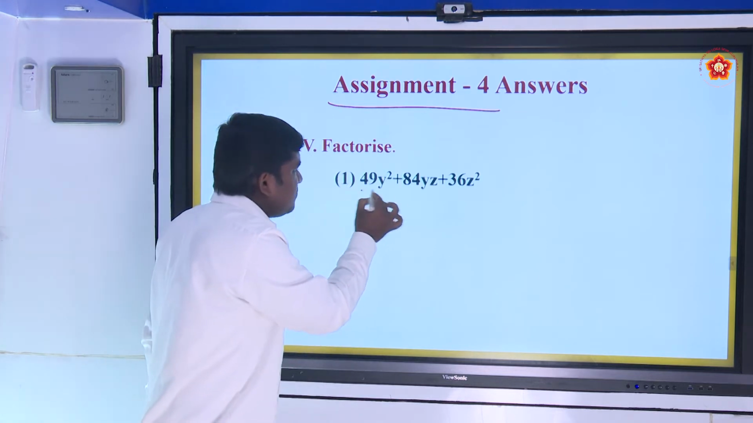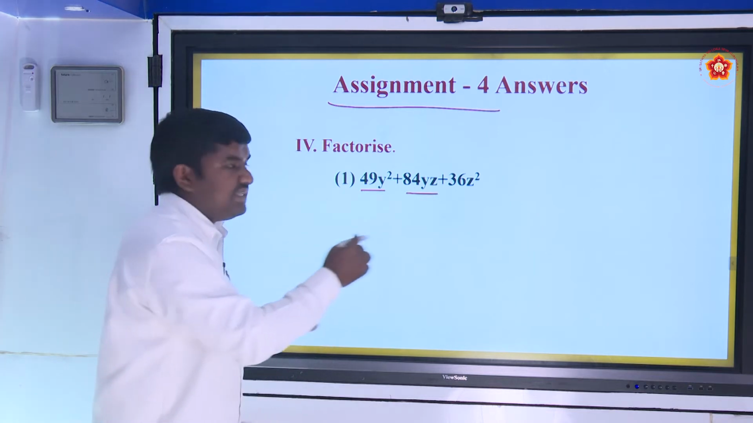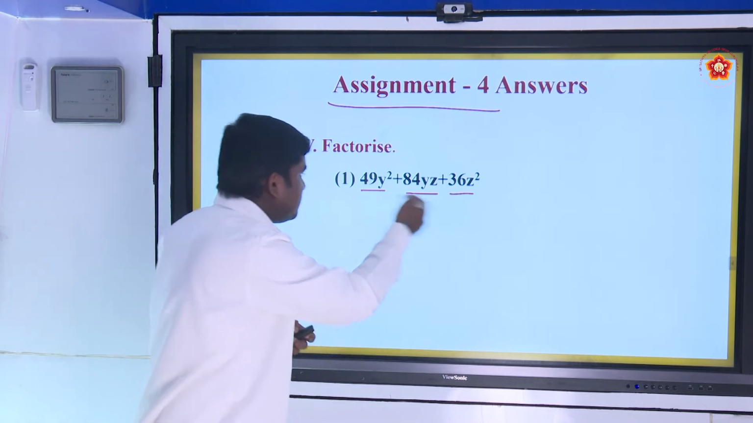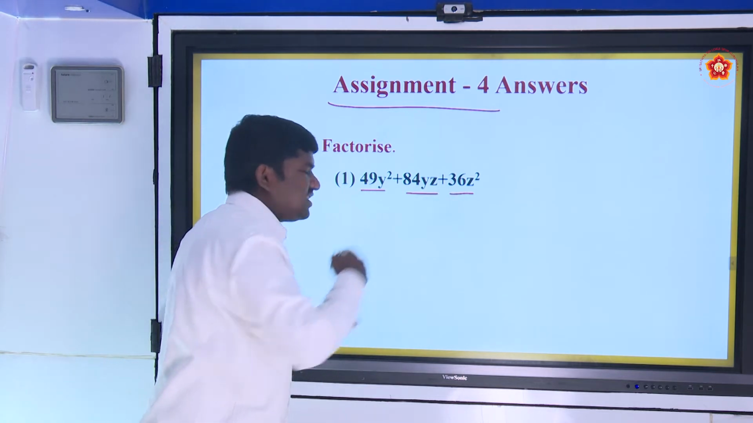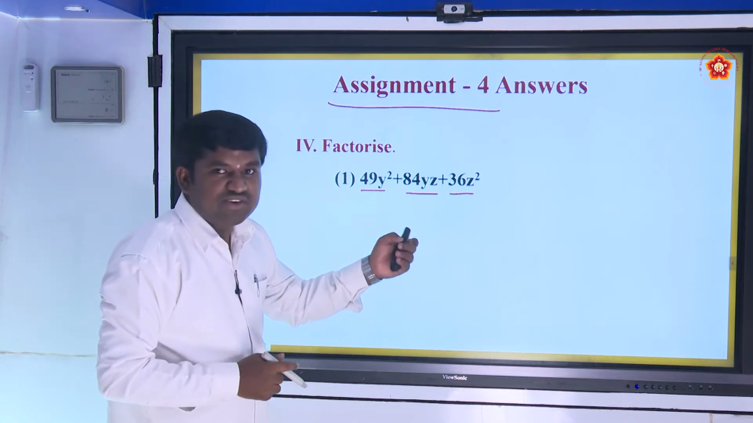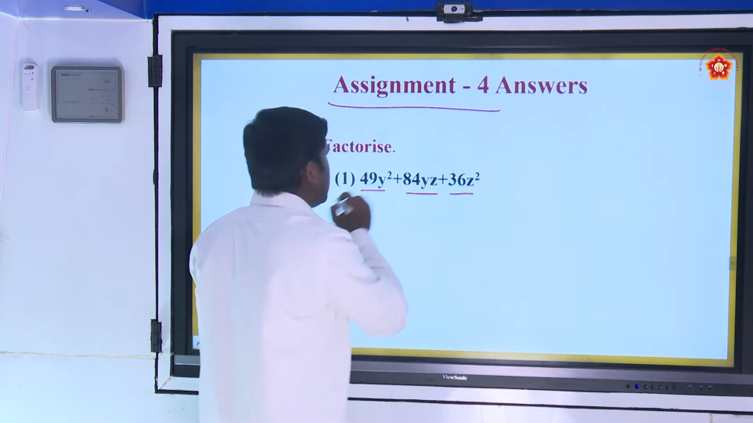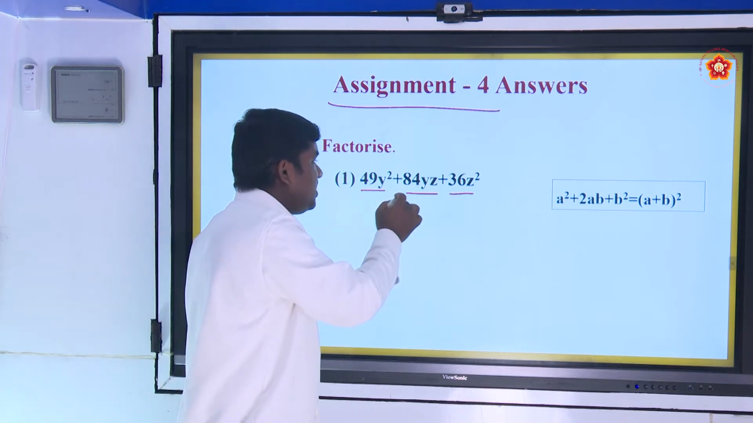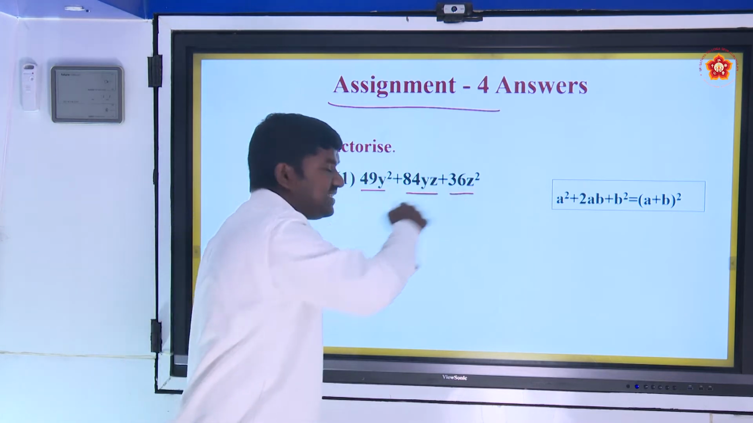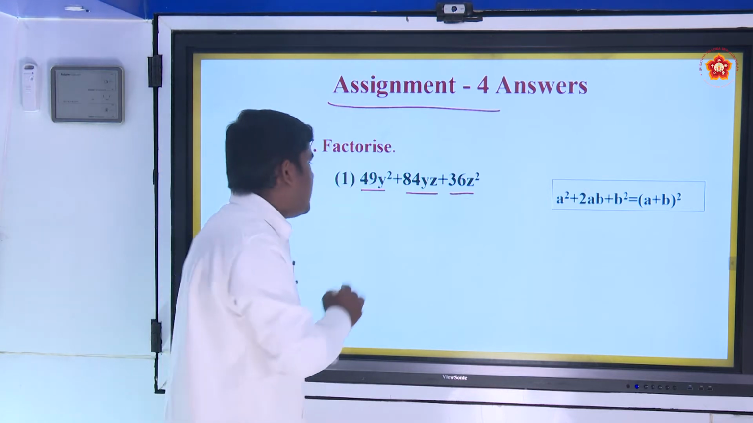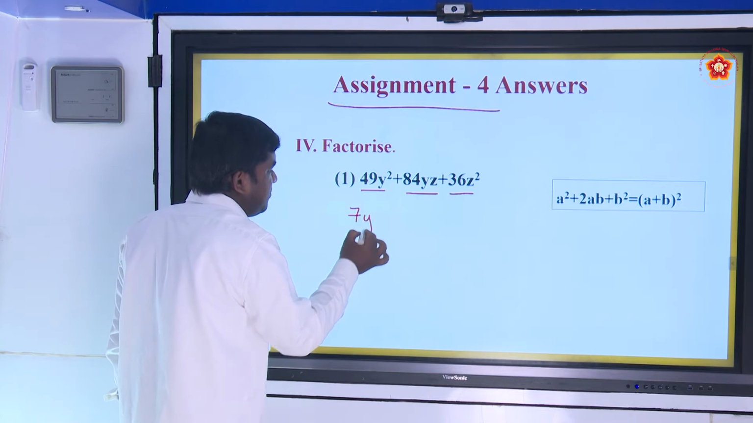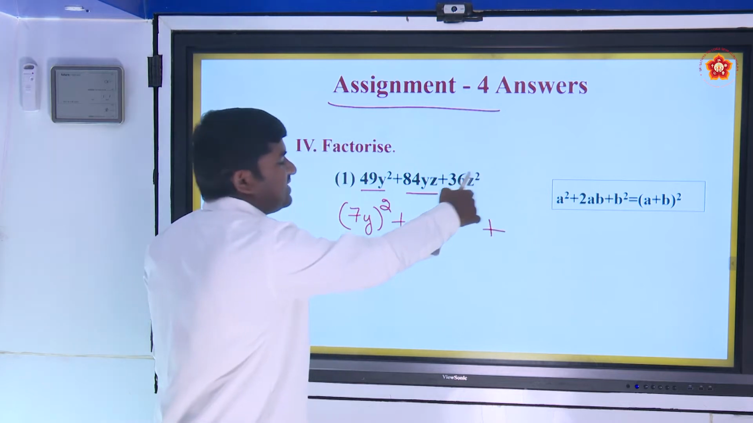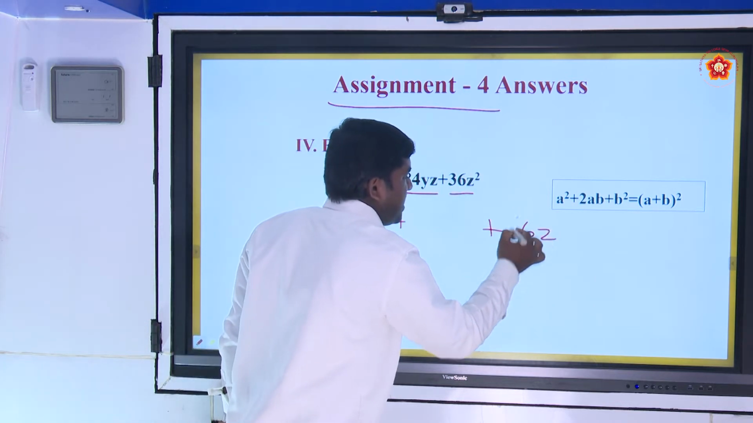First one, 49y square plus 84yz plus 36z square. Observe this algebraic expression. All the terms have positive sign. First term and last term are perfect squares. How to know perfect squares? So 49y square can be written as (7y) whole square, 84yz is 2ab, 36z square is (6z) whole square.